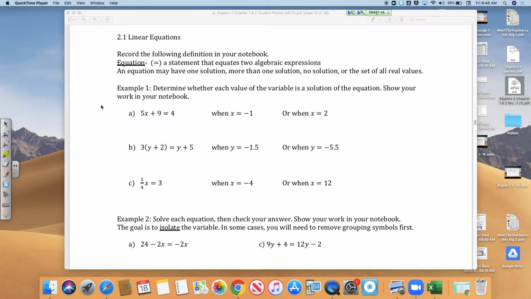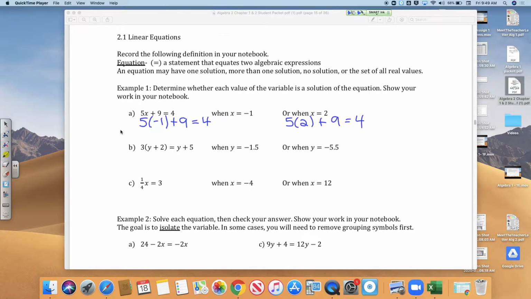What we're going to do for these notes is I'm going to complete the first problem, and after I complete the first problem for you, I'm going to want you to stop the video and complete the second two problems, and then start the video again for an example of the next one. So for the first one, we are trying to figure out if x equals negative 1 is a solution to the equation 5x plus 9 equals 4, and if x equals 2 is a solution. So what we do is we substitute the variable in. So in this case, it's negative 1. We substitute in for x and see if it works for the first one or for the second one.